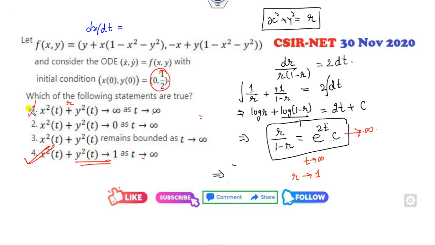So this first option is cancelled. As t approaches infinity, this option is cancelled. x squared plus y squared remains bounded. So clearly, r approaches 1 as t approaches infinity, and this is a constant. So clearly this approaches 1, which is less than some finite number. So C and D are my right answers.